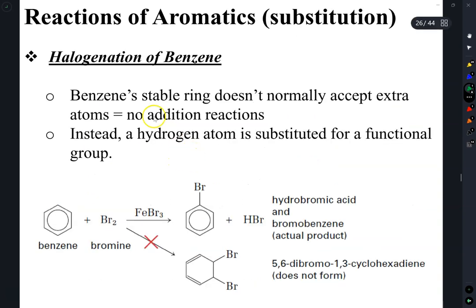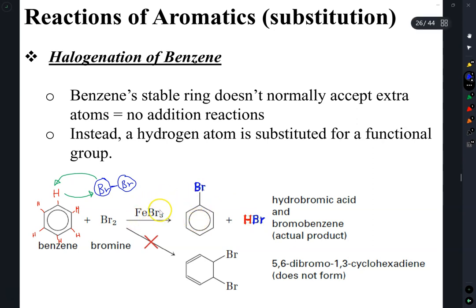So, what happens if you do try to halogenate a benzene ring? As you'll recall, benzene is quite stable due to that delocalized electron, and this stable ring doesn't normally accept extra atoms, as such addition reactions cannot occur when you halogenate benzene. So instead of an addition reaction, it will undergo a substitution reaction. In this example, one of the hydrogens on the benzene will switch places with the bromine, resulting in the formation of HBr and also the bromination at one of the sites for the benzene.